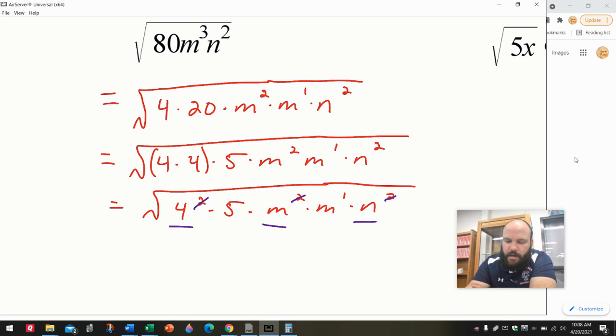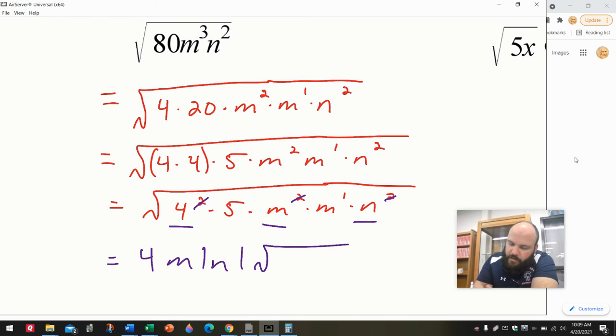Now everything that's underlined is going to come out, keeping in mind that if it comes out of the radical and originally it started as an even and then it's odd, then it will need absolute values. So you can see this n to the second started as an even, and when it does come out, it will be odd. So you will need to put absolute values around the n variable only. So we have a 4, and then we have an m come out, and then we have an n come out, but it needs the absolute values because it started even and now it came out as an odd number.